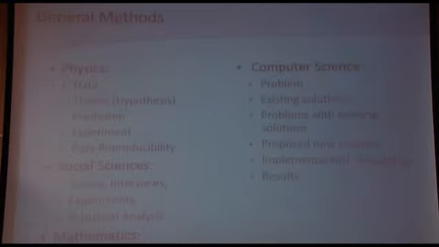And we in computer science have this kind of structure. The general structure of papers in computer science is as follows. You start with a problem and you report about the existing solutions to the problem.